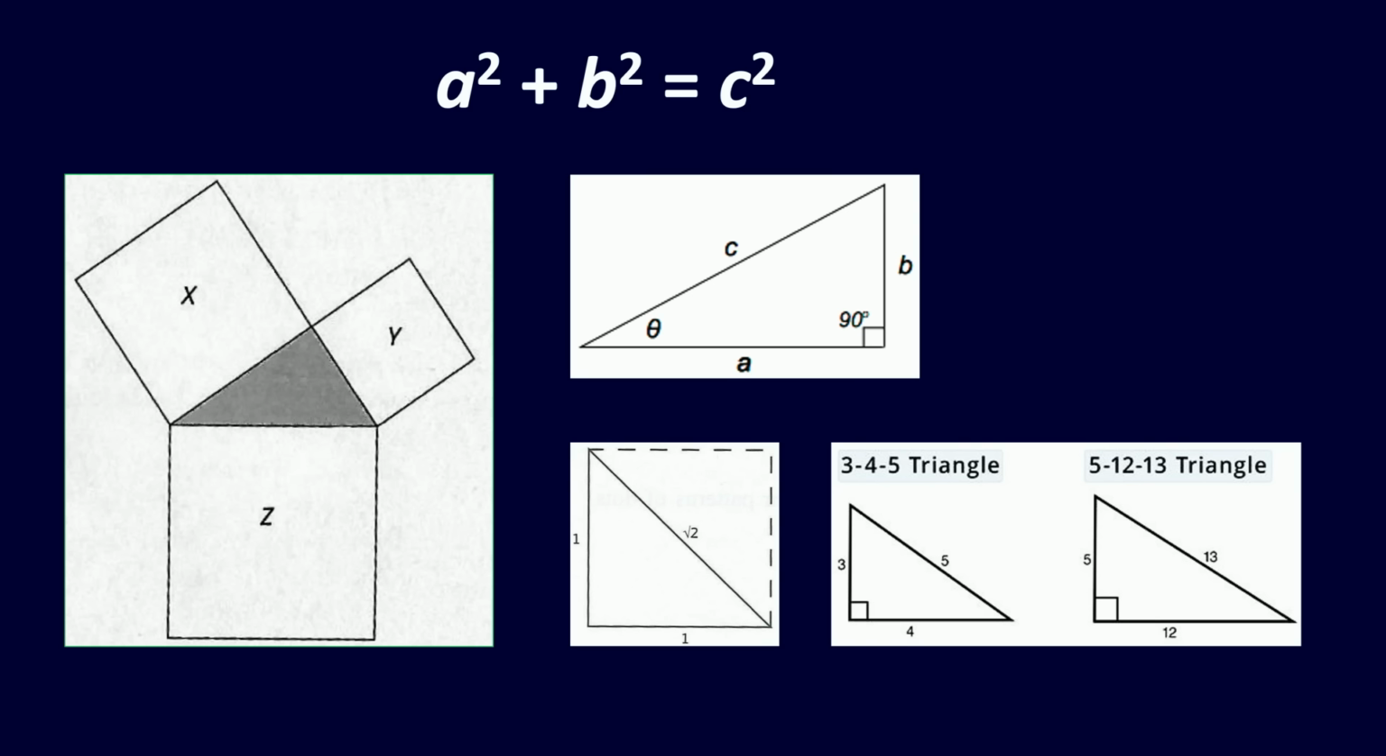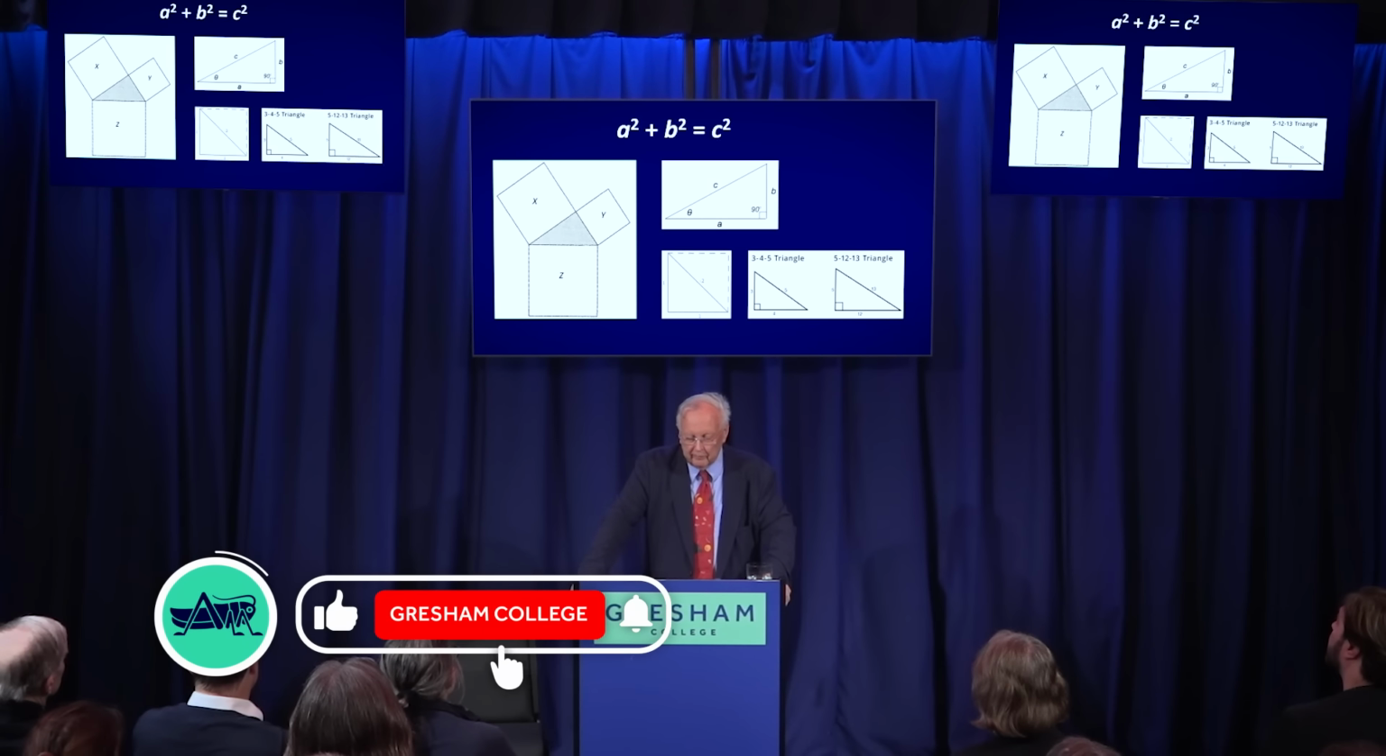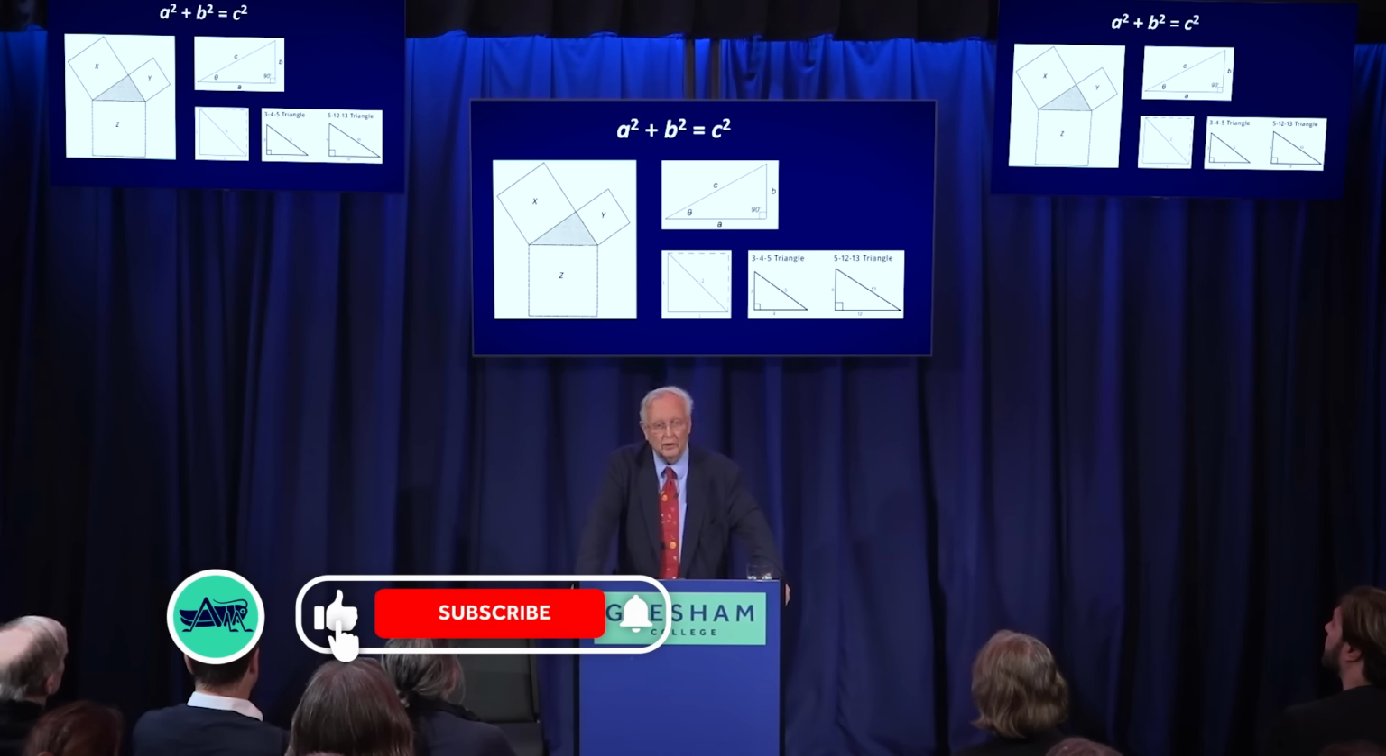But if the triangle has sides of lengths a, b, and c for the longest side, then these areas are a squared, b squared, and c squared, and we can write the theorem in algebraic form as a squared plus b squared equals c squared. But such an equation would have made no sense to Pythagoras or his contemporaries.